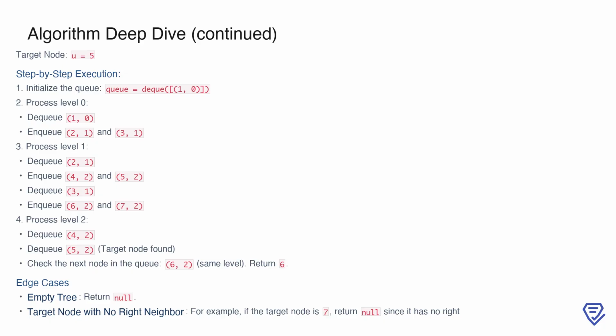At this point, we check the next node in the queue, which is 6. Since 6 is on the same level as 5, we return it as the nearest right node. This step-by-step approach highlights how BFS efficiently identifies the nearest right neighbor while respecting the level constraints.